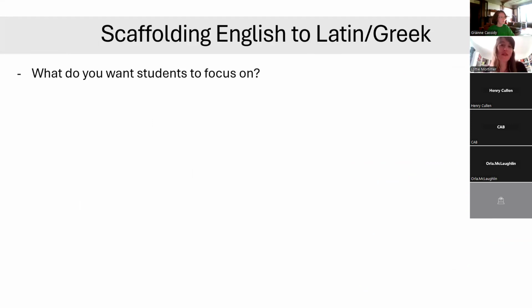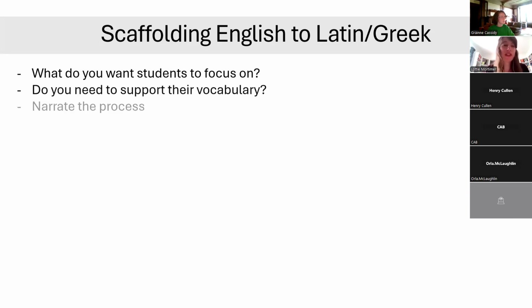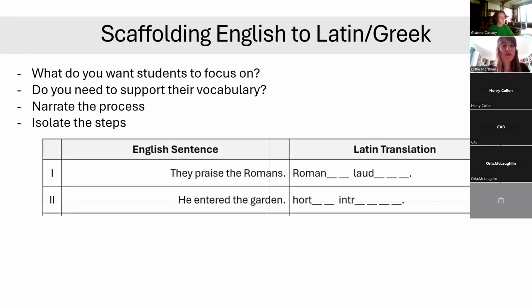Once again, English to Latin or Greek, a little bit more complex. But what do we want our students to focus on? Do we need to support their vocab? Do we need to narrate the process? Because we've got a few more things to think about if we're going the other way, English to Latin or Greek. For example, if you are writing in Latin or Greek, then conjugations are much more important to you than if you're going the other way around. You can translate a present tense verb without knowing what conjugation it's in if you're going Latin to English, but if you're going English to Latin, you do need to know the conjugation. It's really important we isolate those steps.